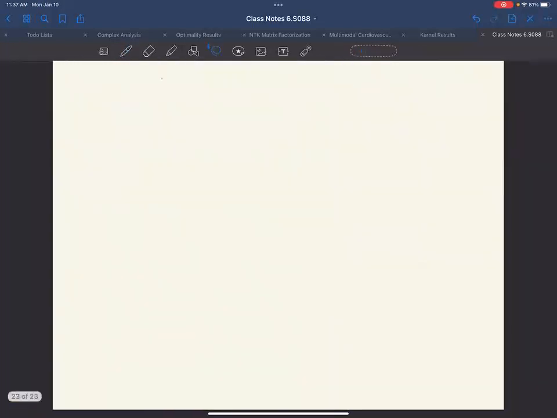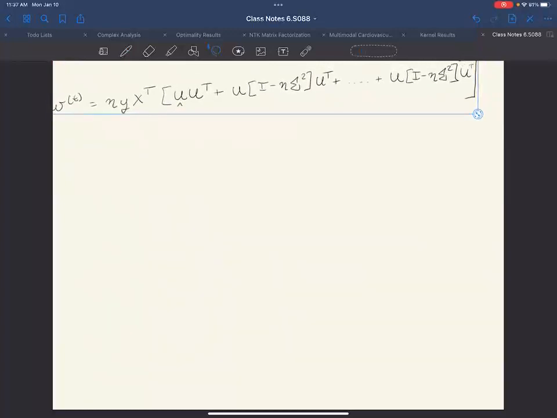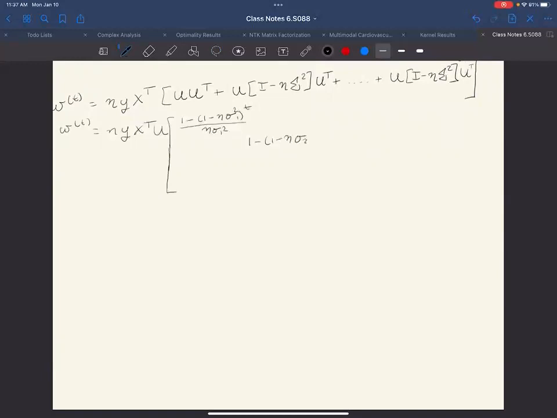So this means that W_T can be rewritten as a big matrix. I pulled out this U. I have a big matrix of just these sums. So I have (1 minus eta sigma 1 squared) to the T over eta sigma 1 squared. And I'm going to give myself a little more room to write this. (1 minus eta sigma 2 squared) to the T over eta sigma 2 squared, and so on, down to (1 minus eta sigma d squared) to the T over eta sigma d squared.